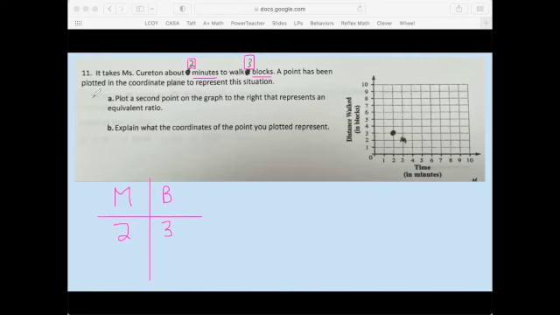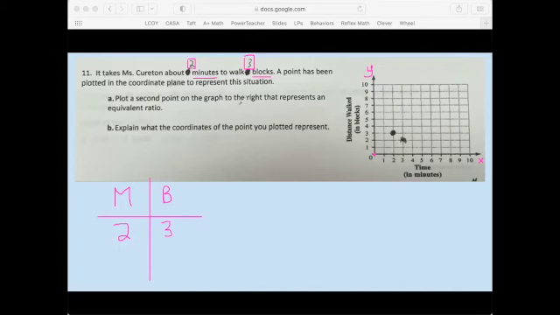Now it says a point has been plotted in the coordinate plane to represent this situation. And remember from 5th grade, the way we plot in a coordinate plane is we have to first plot along the x-axis before we plot along the y-axis. You have to learn how to crawl before you can fly high. So we always plot along the x-axis, so 2, 3 would be plotted as we start at 0, 0, which is the origin. We go over 1, 2, and then the 3 would mean we go up the y-axis, 1, 2, 3, and that's the point (2, 3).